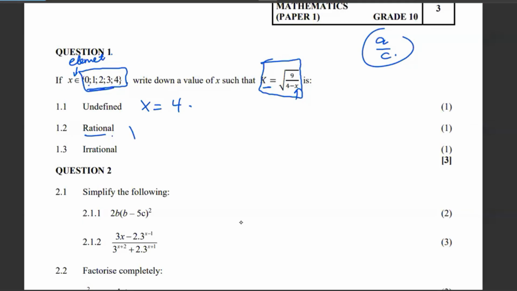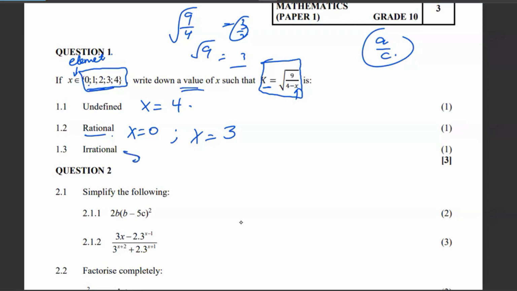So one, if x is 0, we're going to have 9/4. We can find the square root of 9/4, which is 3/2. That is rational. Okay. And then if x is 3, because it will be 4 minus 3, which is 1, so it's just the square root of 9, which is 3. So I think one of the two, because they said write down a value.